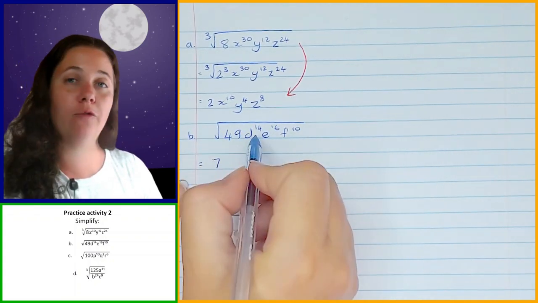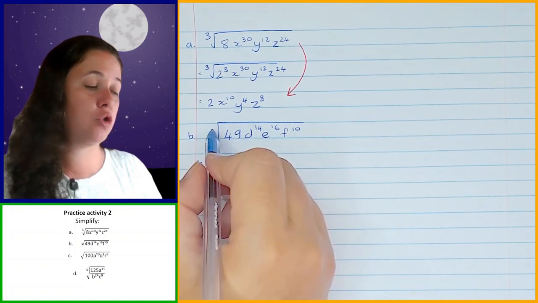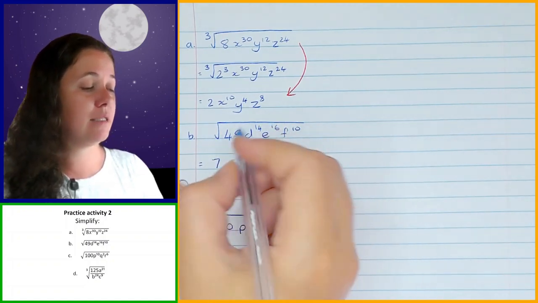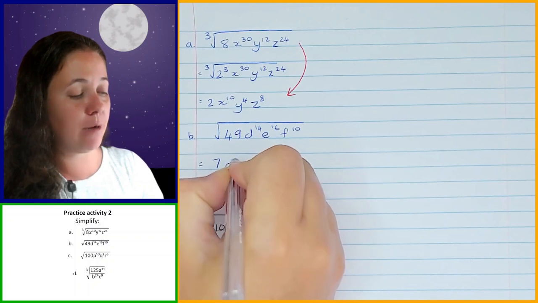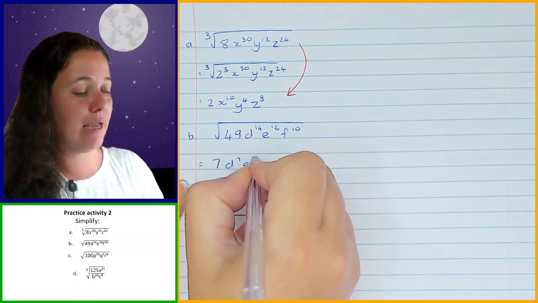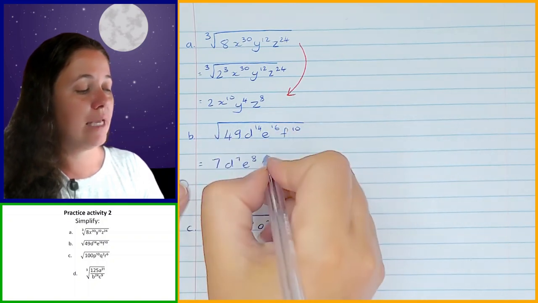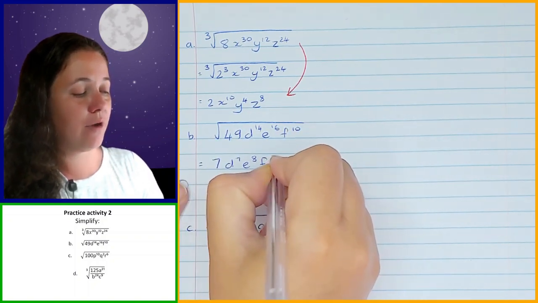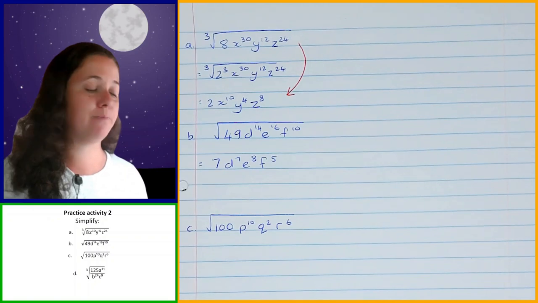Then I'm going to divide all of my exponents by 2. So 14 divided by 2 is 7. So that's d to the power of 7. 16 divided by 2 is 8, so that's e to the power of 8. And 10 divided by 2 is 5, so that is f to the power of 5. So that's what we should have got for question B.